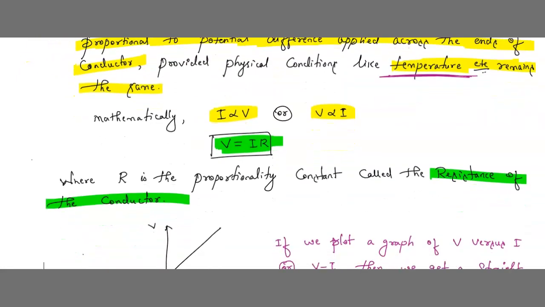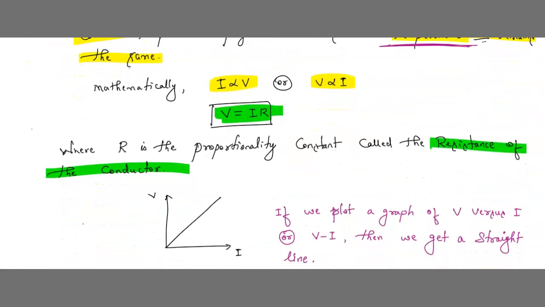Let me see the graph of Ohm's law. See children, here we have two axes. This is our x-axis, which represents I, and the y-axis represents V. Once we draw the graph V versus I, or VI graph, we get a straight line. We can see this is the slope.